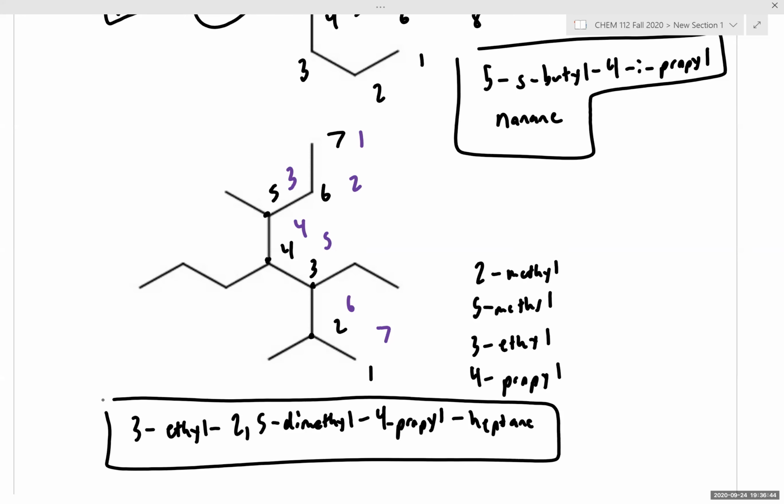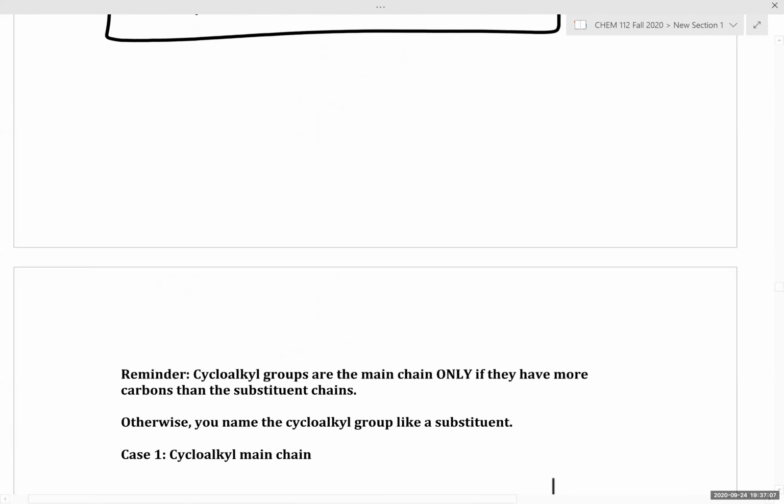So we want the longest chain with the most branching, and we count in a way that gives us the smallest locant numbers. Does that make sense? Everyone comfortable with this example? Anything that I should elaborate on in this example? If not, let's keep going now.